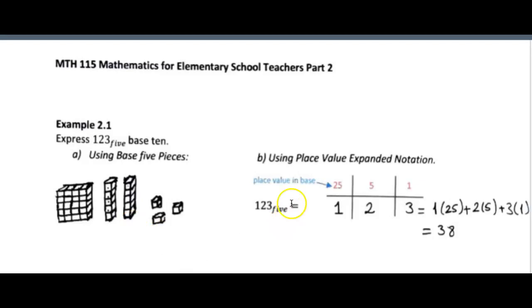If I do it using place value expanded notation, I have 1 times 25, plus 2 longs, 2 times 5, and then I have 3 ones. So when I write 1, 2, 3 base 5 in the base 10 form, I'm going to get 38.